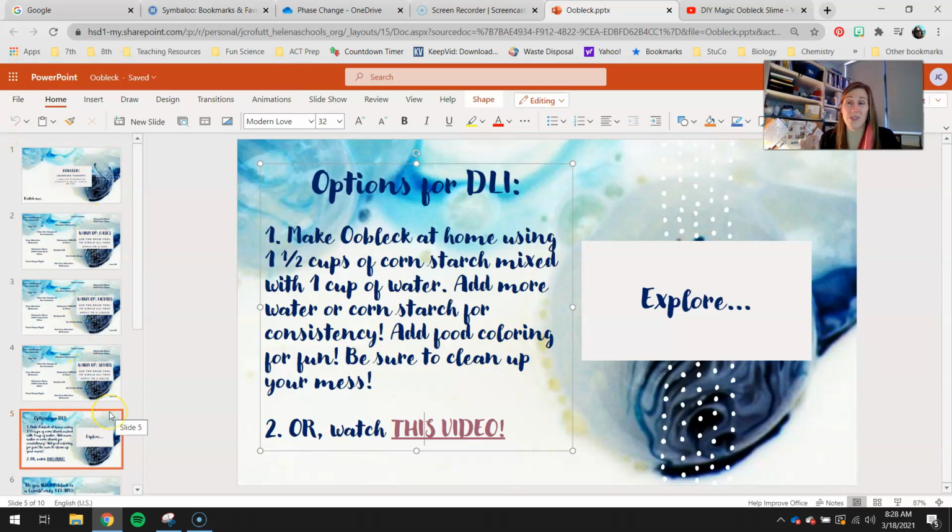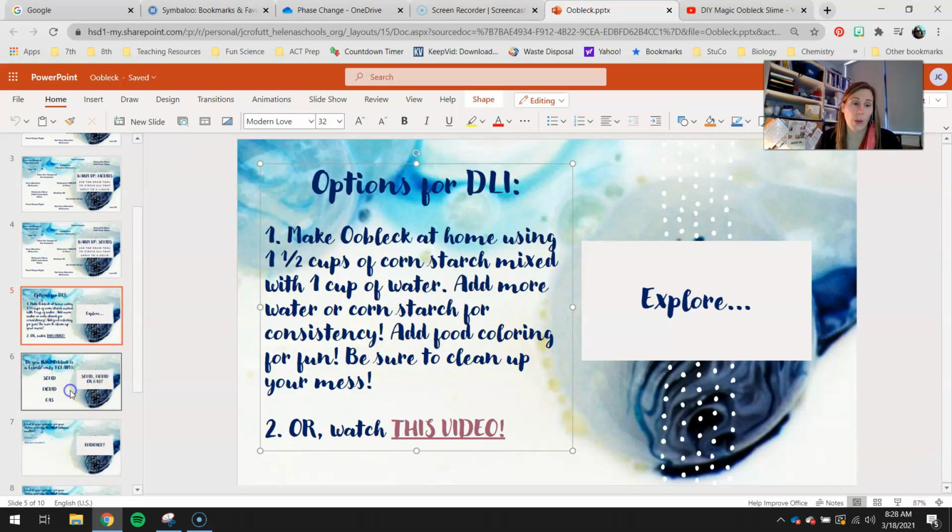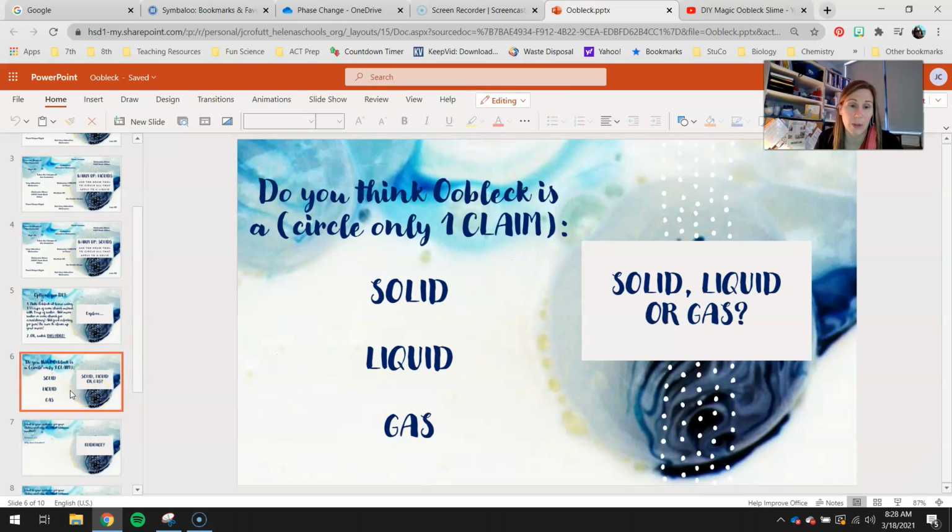You are watching for specific details from that video, or if you are doing this in person, specific details from your hands-on experiences, as your evidence for whether you think Oobleck is a solid, a liquid, or a gas. You can only choose one claim. So do you think Oobleck is, and circle only one claim, a solid, liquid, or a gas? You have to choose the one that you think best describes Oobleck.